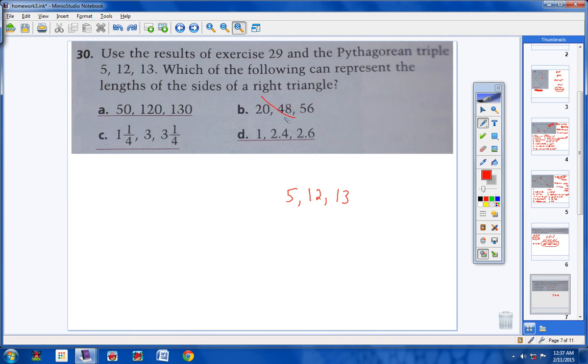Alright, let's take a look at letter C. I went from 5 to 1 1/4. Now let's talk about that. 1 1/4 is the same thing as what? 5 fourths. I really have 5 fourths, 3, and then 13 fourths, because 3 1/4 is the same thing as 13 fourths. So I had a 5. Now I have a 5 fourths. So it looks like I divided this by 4.